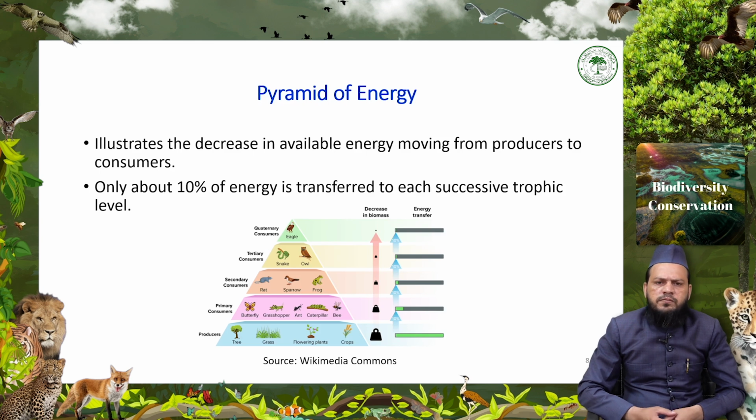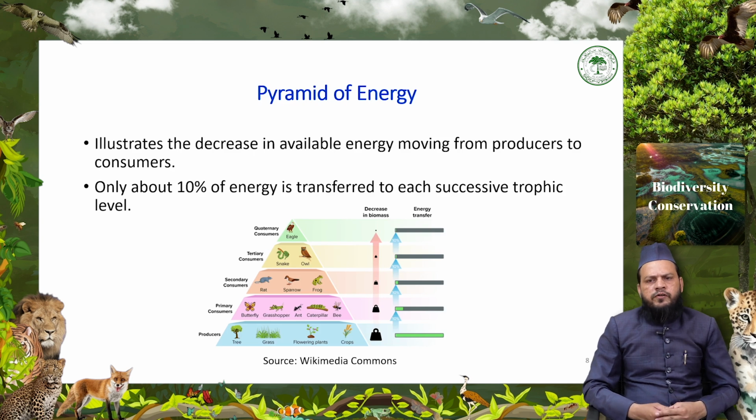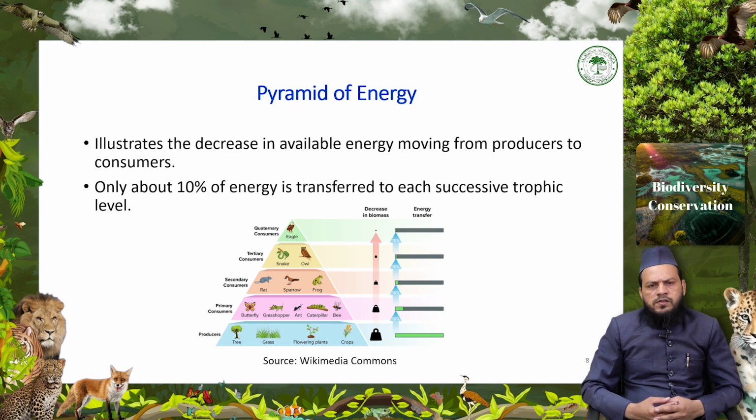The pyramid of energy stands as a visual representation of the flow of energy through trophic levels in an ecosystem, offering profound insights into the dynamics of energy transfer. At its core, this pyramid illustrates the decrease in available energy as it ascends through the food chain, reflecting the inherent inefficiencies in the conversion and utilization of energy by organisms.